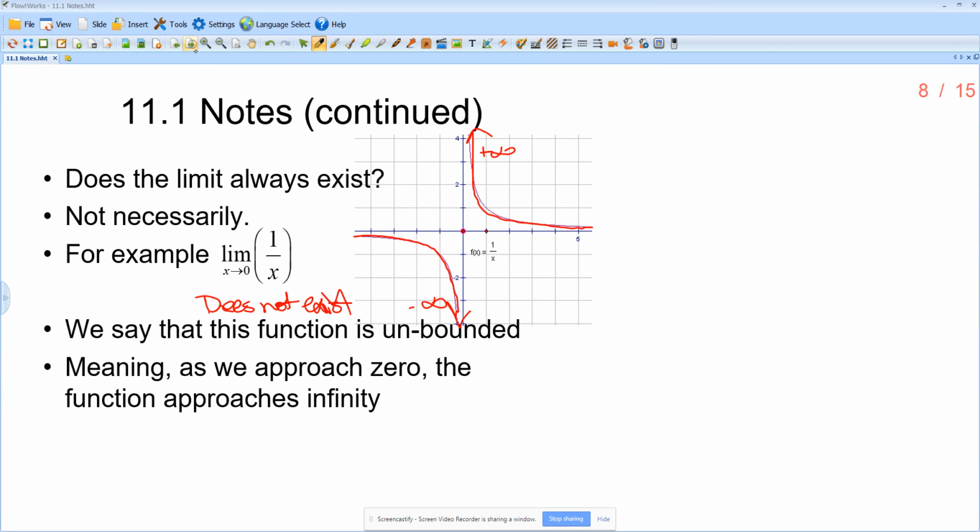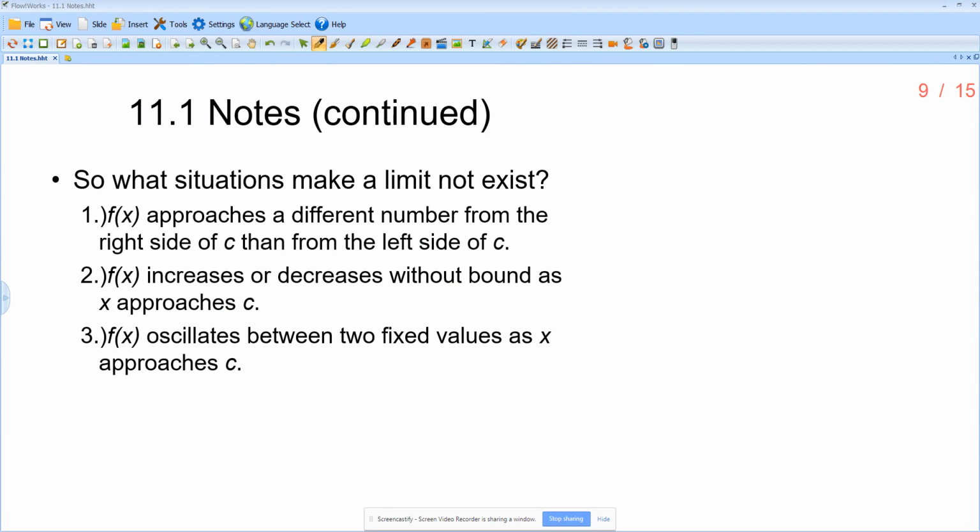All right, moving along, cruising through. What situations make a limit not exist? So we've got 3 situations. 1, if f of x approaches a different number from the right side of c than from the left side of c. So if I'm talking about the limit as x goes to 2, if on the left I'm going to a different value than I am on the right, then the overall limit does not exist.